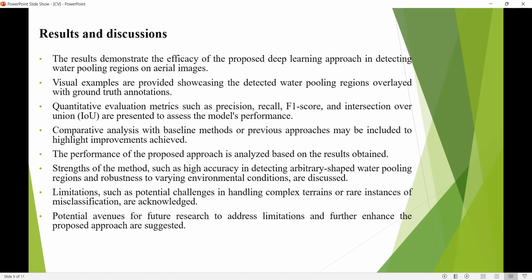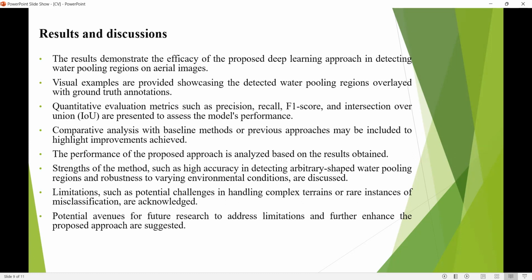Results and discussion. The results demonstrate the efficiency of the proposed deep learning approach in detecting water pooling regions in aerial images. Visual examples are provided showing the detected water pooling regions overlaid with the ground truth annotations. Quantitative evaluation metrics such as precision, recall, F1 score, and intersection over union are presented to assess model performance. Comparative analysis with baseline methods or previous approaches may be included to highlight the improvements achieved.